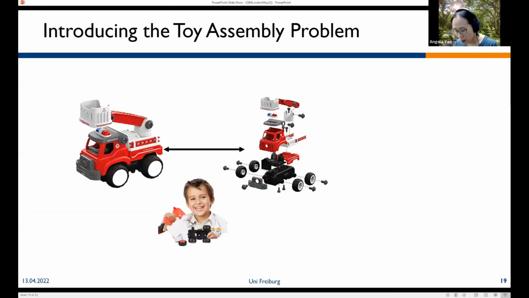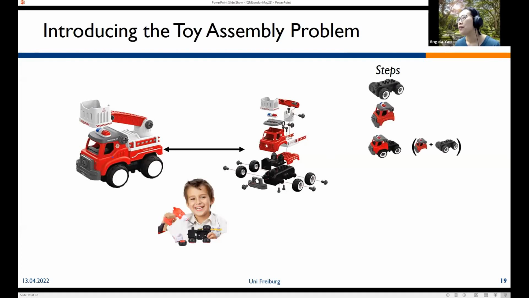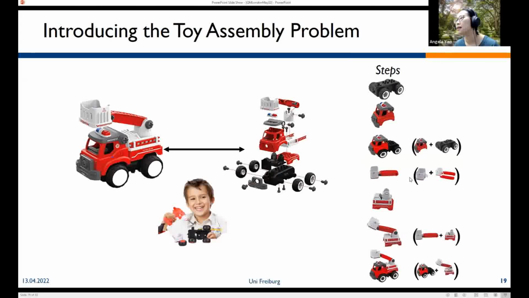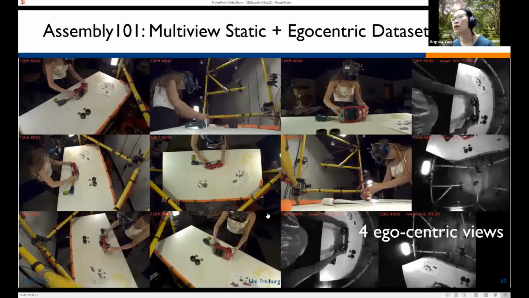To model this problem, we introduced a new task, or new setting, of toy assembly. These are some toys, maybe there's about 10 to 20 parts or so you can see. The objective is to put these together, so assemble these toys, and you have each of the steps. The nice part is that there are different ways to assemble these toys, right? You don't have to follow a very strict order necessarily.